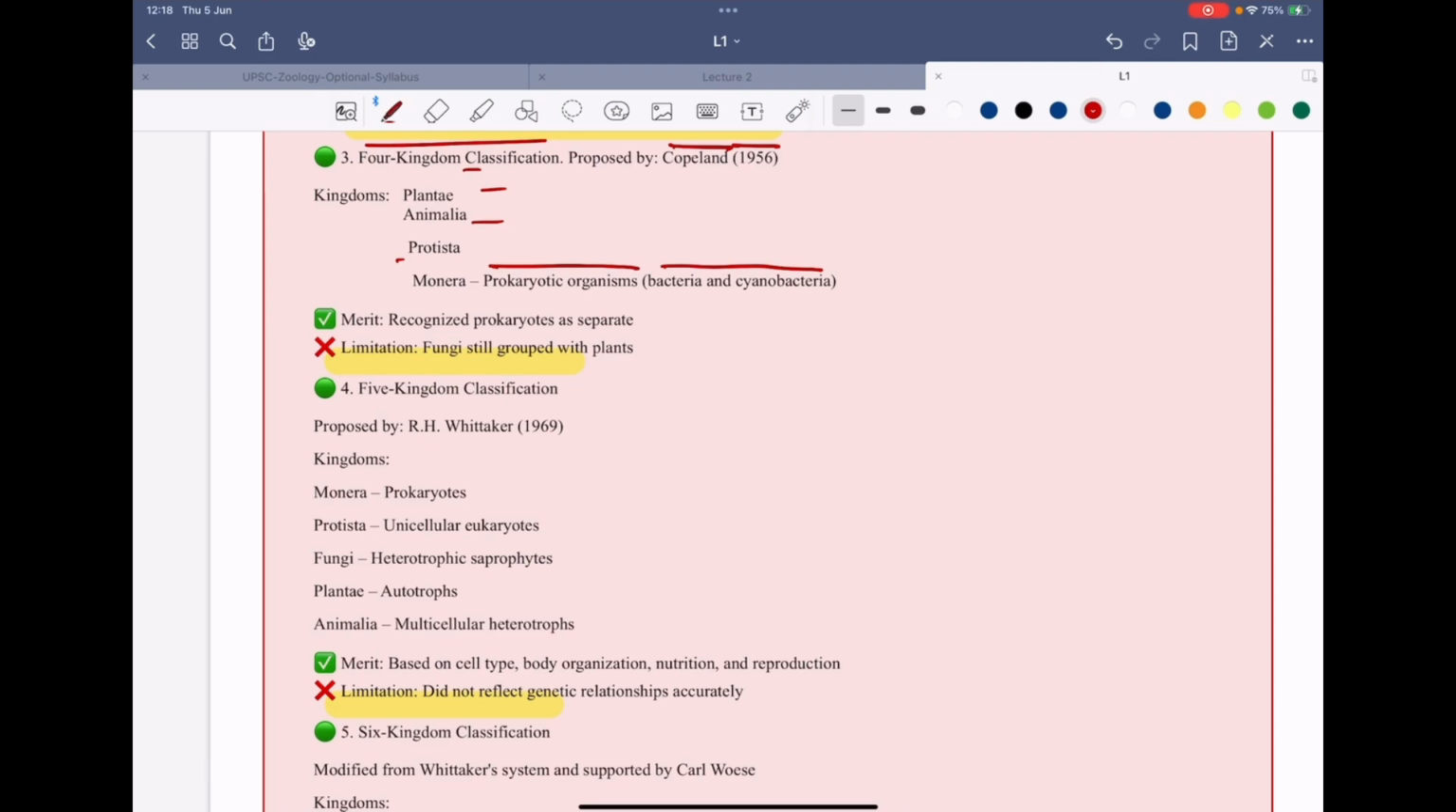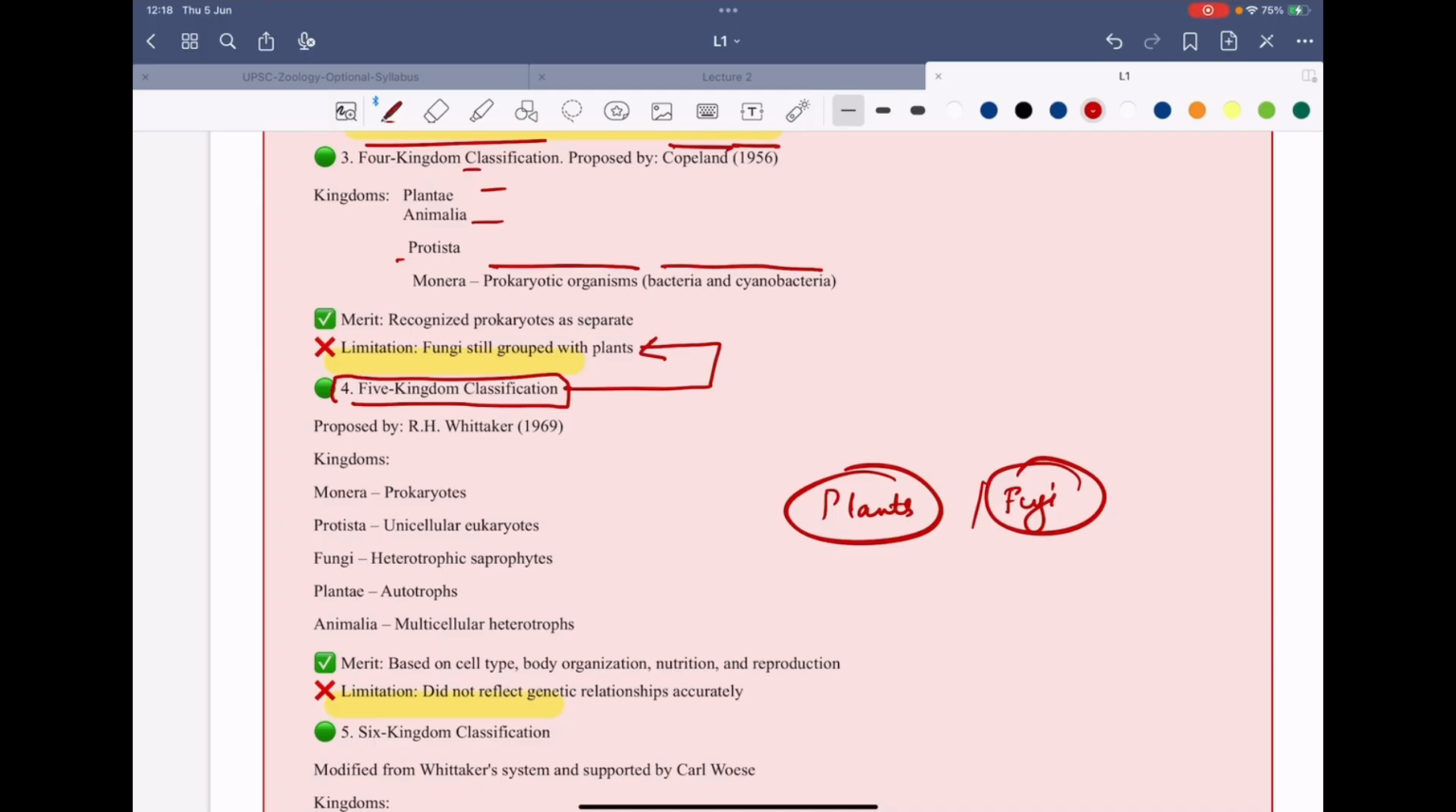Then we have the five kingdom classification. The issue with the four kingdom classification was that fungi was still in the plants, but the characteristics studied over the years showed that plants and fungi have totally different characteristics. The internal systems are different, the anatomy is different, the way of reproduction is different. So R.H. Whittaker in 1969 gave the five kingdom classification, that is Monera, Protista, fungi, plantae, animalia.